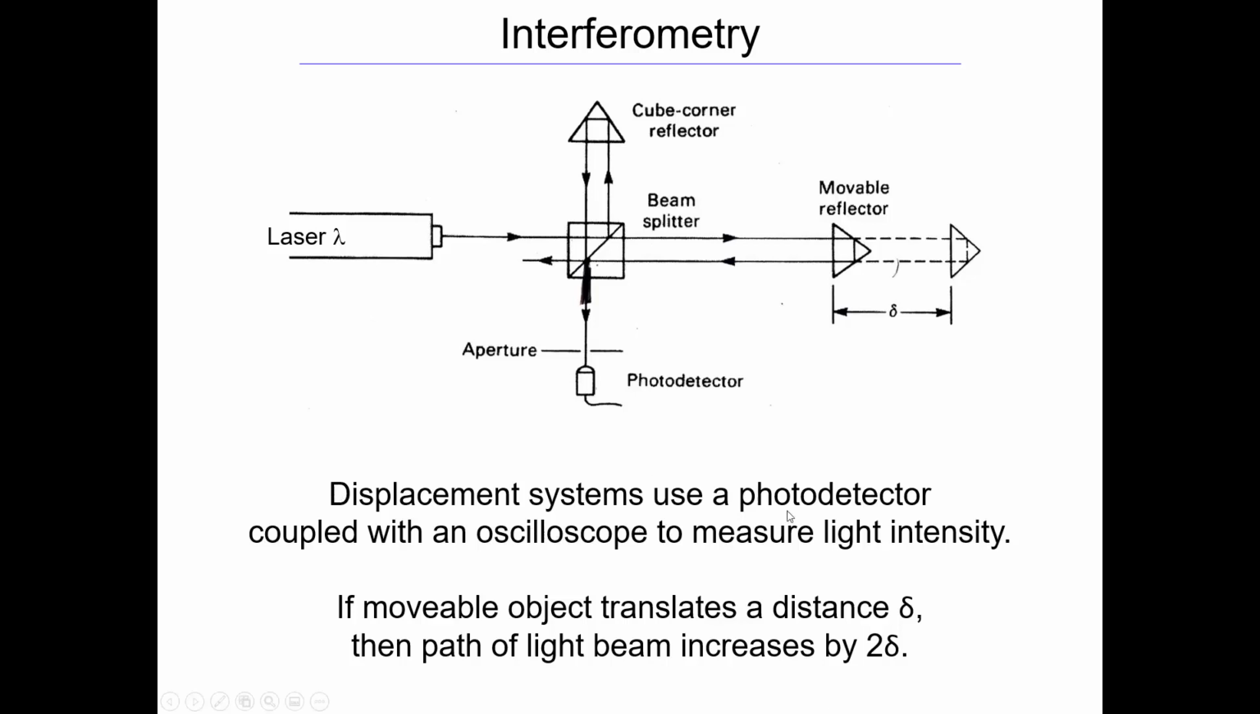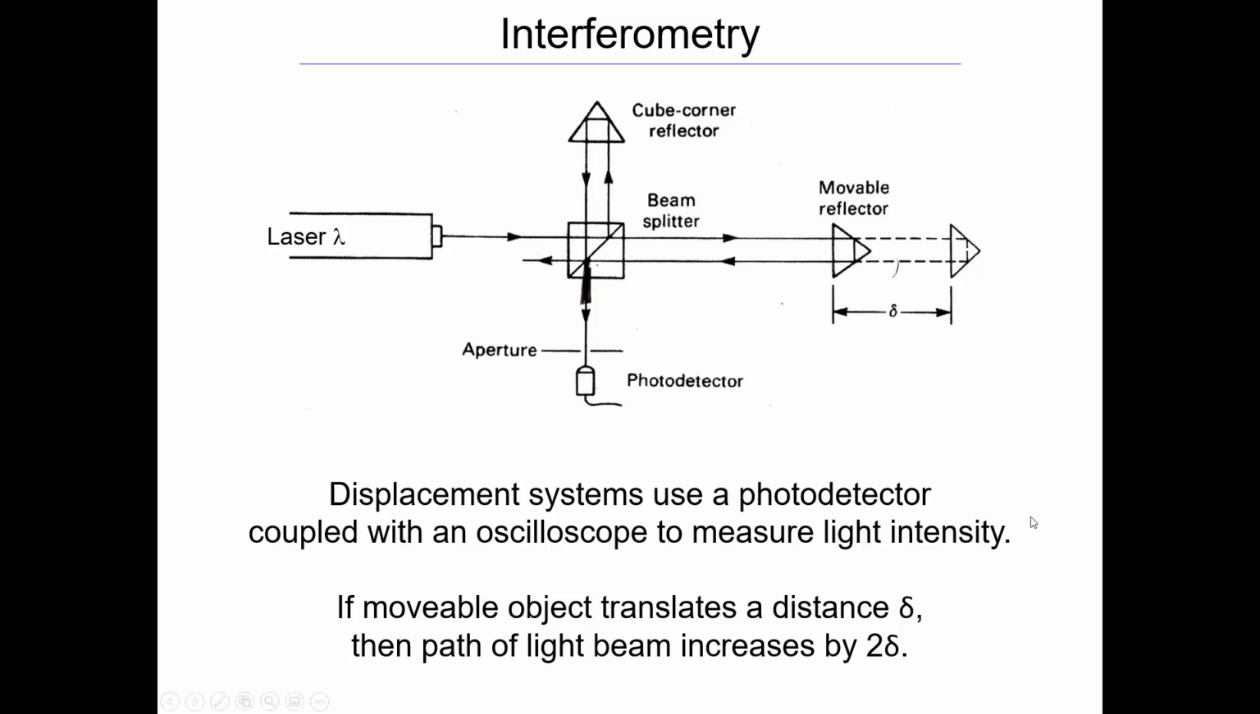Displacement systems use a photodetector coupled with an oscilloscope to measure light intensity. If the movable object translates a distance delta, the path of the light beam increases by 2 delta, right? So this goes delta, but the light beam has to go delta and then delta back. So that's where that factor of 2 comes into it.